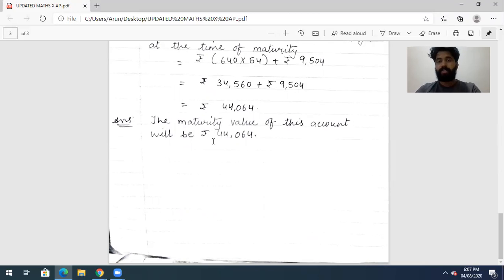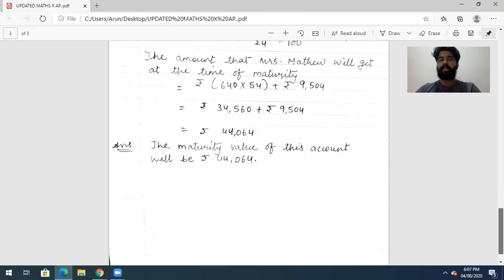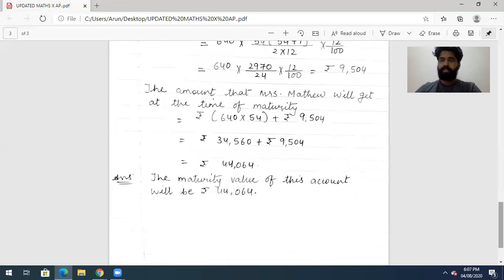I hope you all have understood this. Just remember, you have to apply the formula correctly and just make sure you're not making any calculation mistakes, and your final answer statement must be there. In every question of banking, you must write the final answer statement. So I hope you have understood the solution for the first question. Now moving on to the second question.